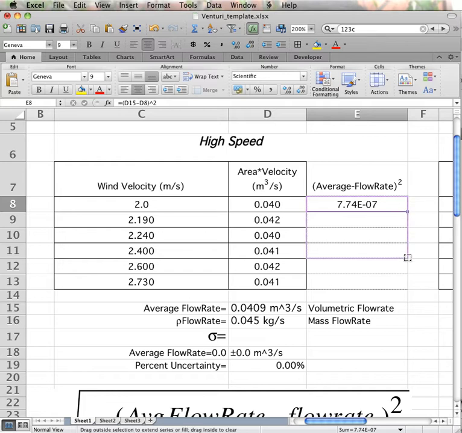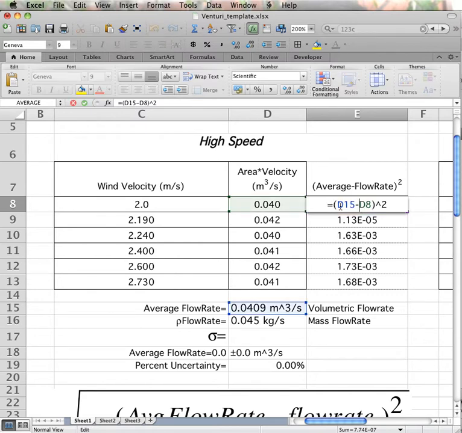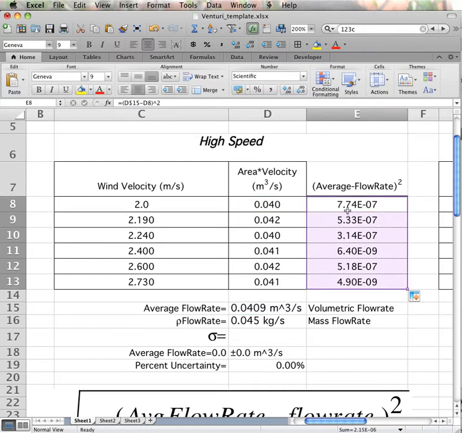But there's a problem when I fill this down. And that is that this value, D15, is going to look at D16, D17, D18, D19. And we don't want that to happen. So we're going to lock in the 15 with a $ sign. Okay, the D8 is fine because I want to do D8, D9, D10, D11, and so on. So hit return, and then I'm going to fill this down again. Okay, so now there's my average minus flow rate squared for each individual flow rate.